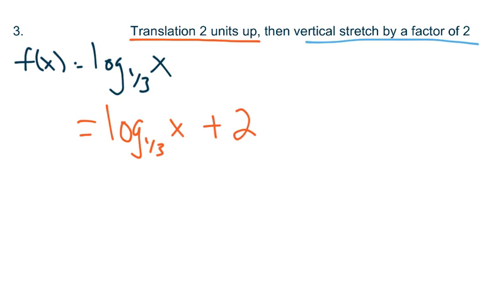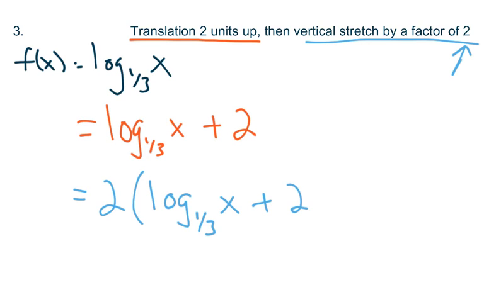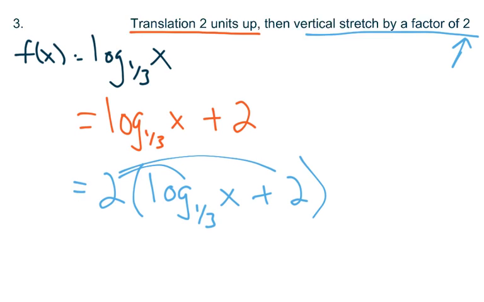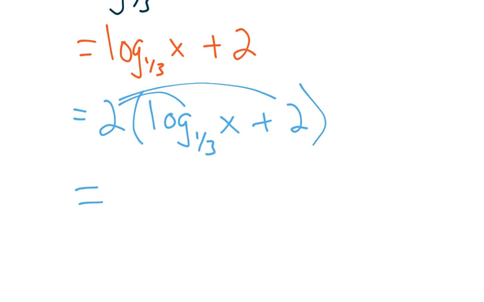Now we've got to talk about the vertical stretch by a factor of 2. If it's vertical and a stretch, we're going to multiply the entire function by our factor. In this case, it's 2. So we'll have 2 times the whole function, not just the log, the entire function: log base 1/3 of x plus 2. This is going to be the distributive property. We can take 2 times the log base 1/3 of x, and we can take 2 times 2. So what this is going to look like is 2 log base 1/3 of x plus 4.